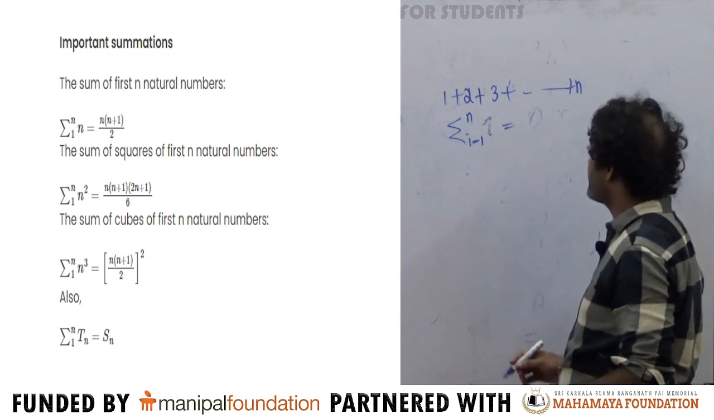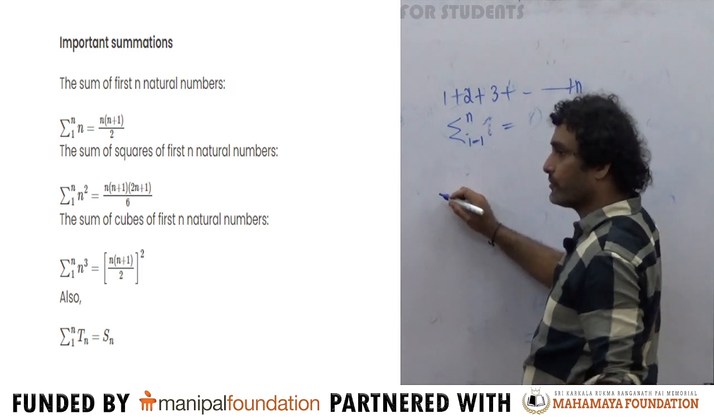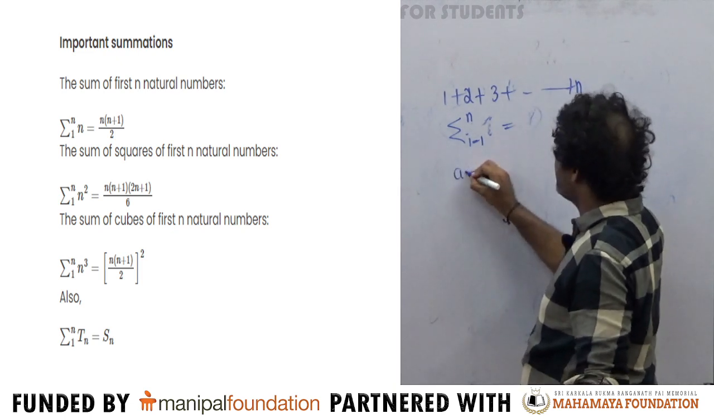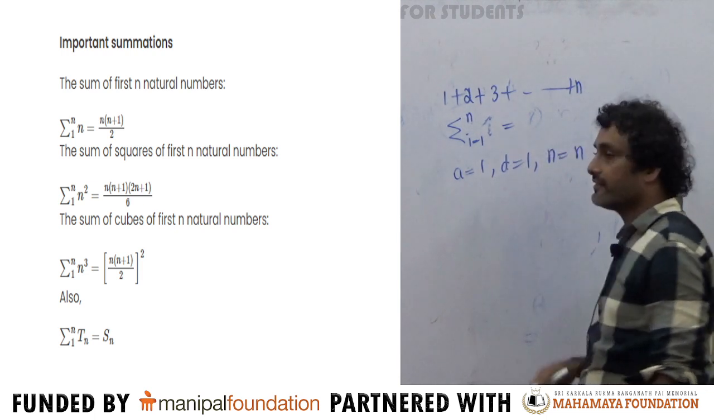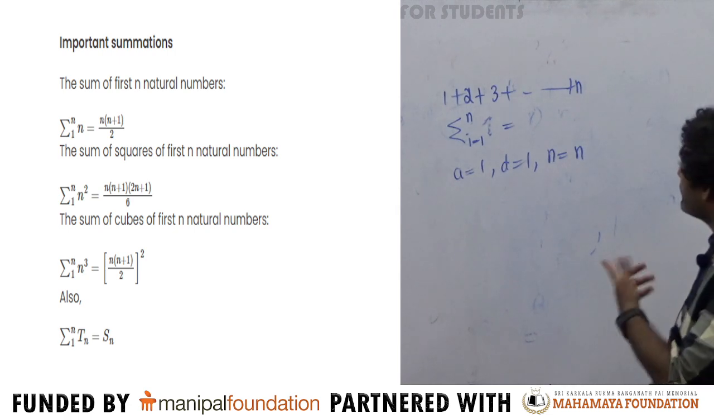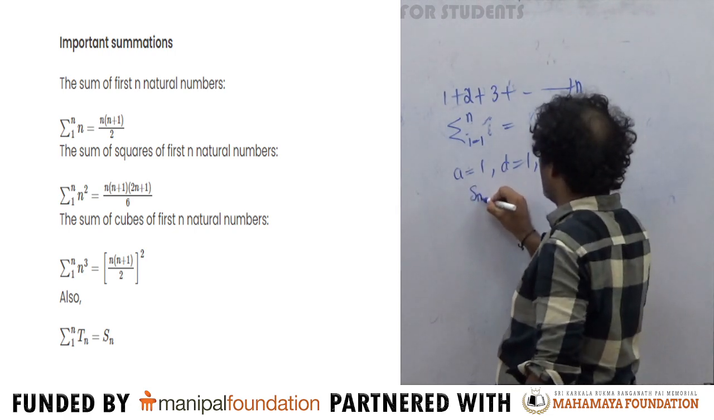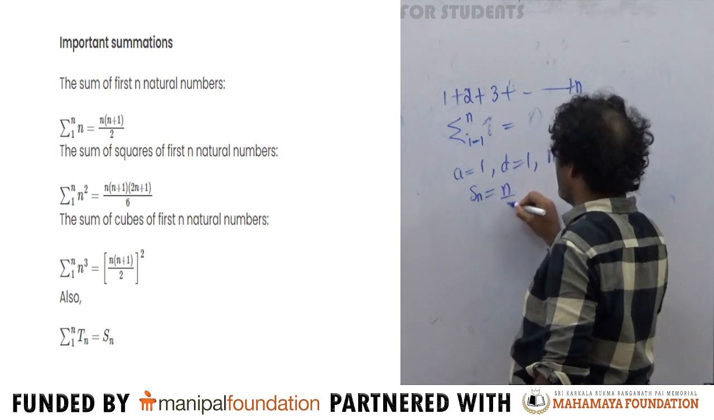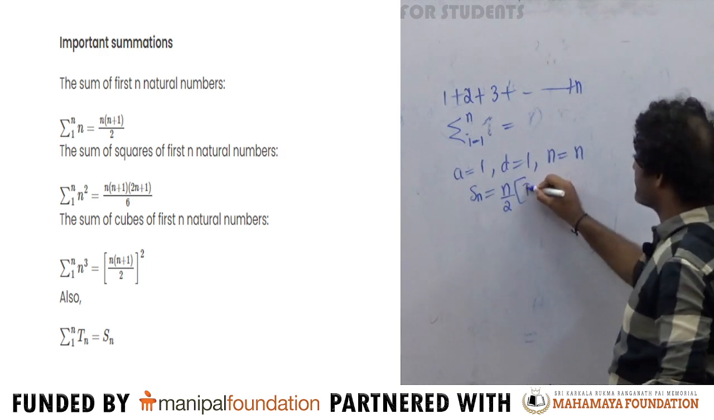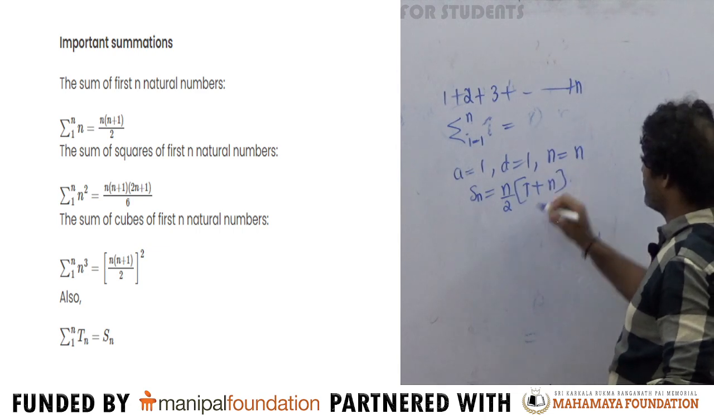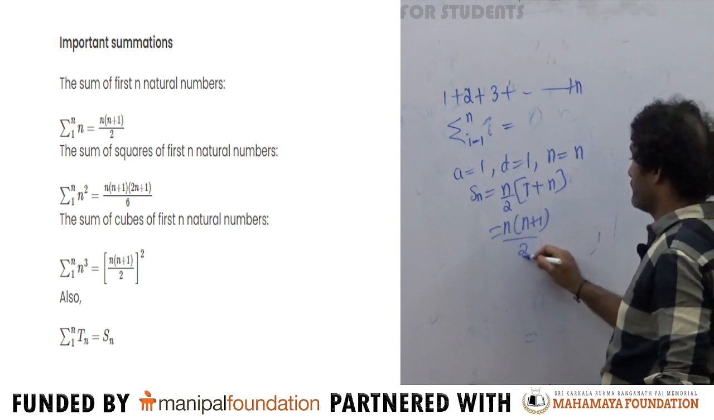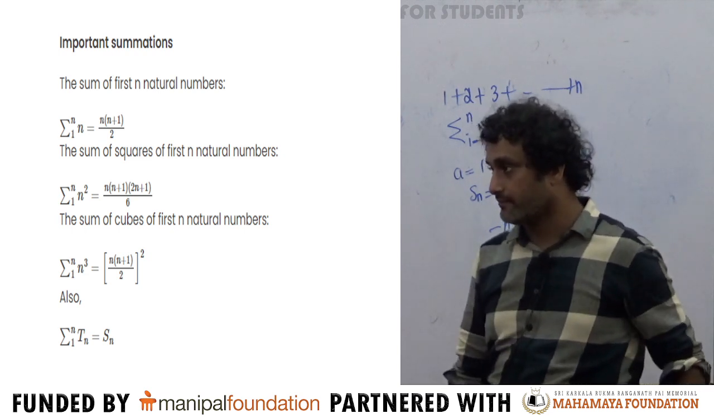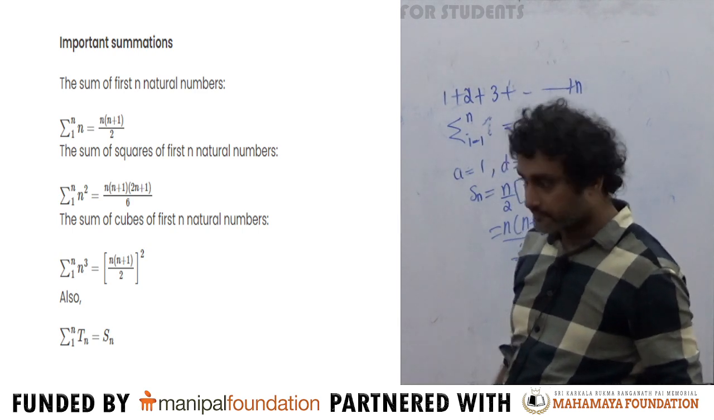So the result is actually, we can prove it, okay? I'll just show you how it came. Is A 1? Is D also 1? Is N n? Correct? So you can find Sn, right? Sn equal to, I'll go with the simple one. I know the last term, 1 plus n over 2, isn't it n into n plus 1 by 2? Yeah, that's it. Is that okay?